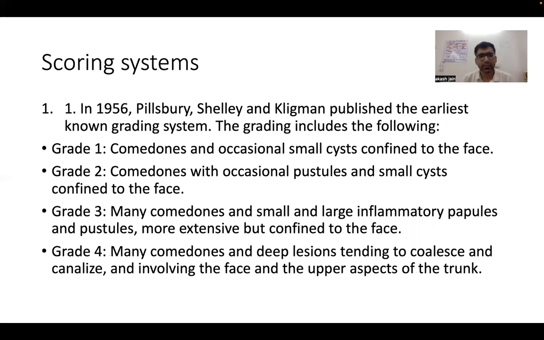What are the scoring systems used for acne? In 1956, Pillsbury, Shelley, and Kligman published the earliest grading system. Grade 1 is comedones and occasionally small cysts confined to the face. Grade 2 acne is comedones, occasionally pustules and small cysts. Grade 3 is many comedones and small and large inflammatory papules and pustules, more extensive but confined to the face. And grade 4 is many comedones and deep lesions, tending to coalesce and canalize, on the face and upper aspect of the trunk.